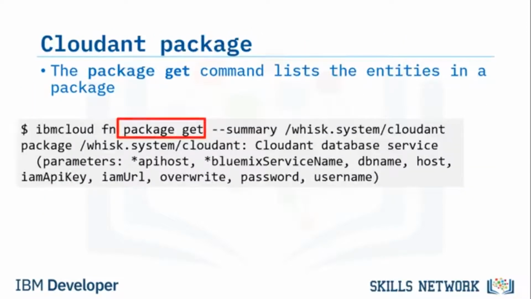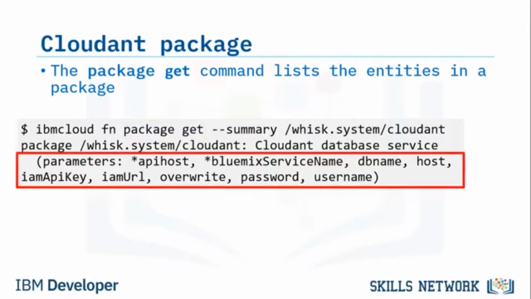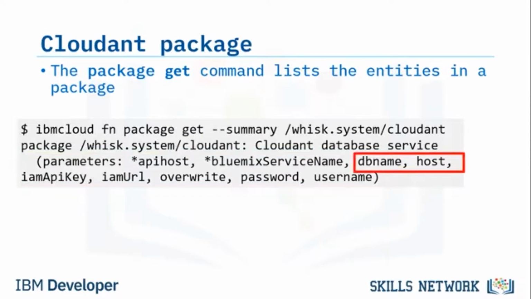The package get command lists the entities present in the package. Here you see a portion of the output for the Cloudant package. Note that the package itself defines parameters that, if bound with values, can be used automatically by all actions in the package. This on-screen package includes the host and DB name to identify the database instance. The package also contains authentication parameters, such as the username and password, that all actions will need to access the database. If an application uses a single database, setting these values at the package level is helpful since all actions will authenticate the same way.